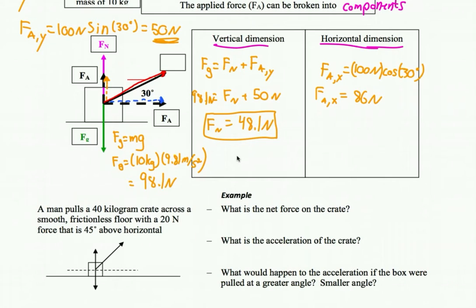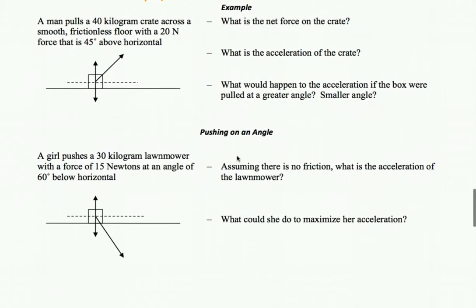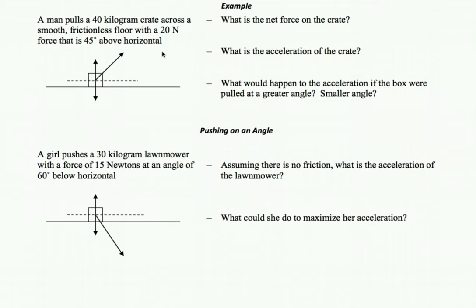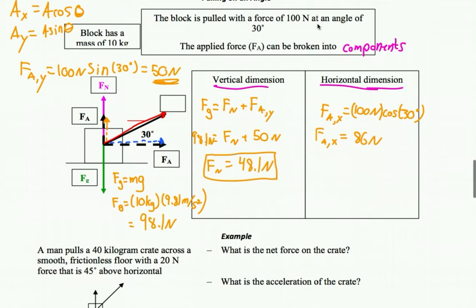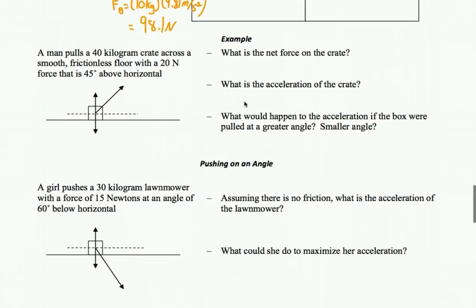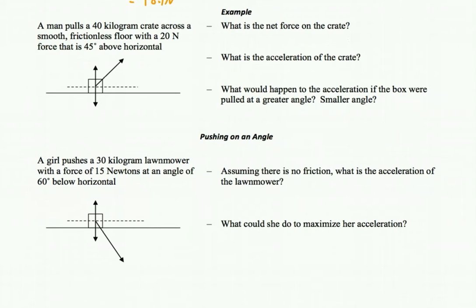Okay, so let's take a look at these last two examples. So a man pulling a 40 kilogram crate across a frictionless floor with 20 Newton force at a 45-degree angle. So that's pretty much the same situation that we just had with this last example, right? That one was being pulled at a 30-degree angle. This time it's being pulled at a 45. So again, we can split it up into different components. So we have our horizontal component, and I'll call that FA comma X, and then we've got our vertical component, FA comma Y.